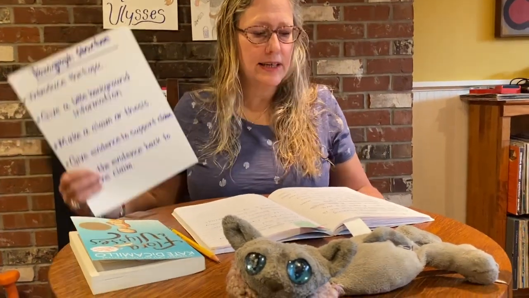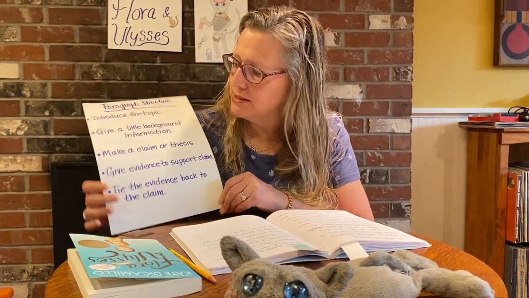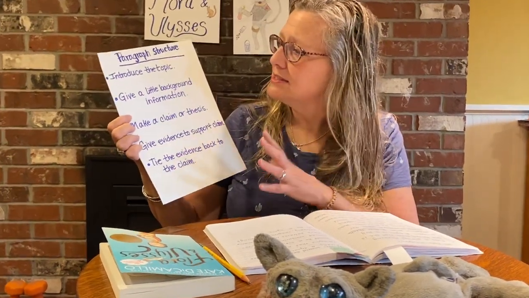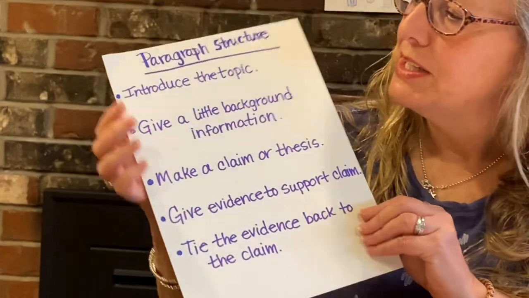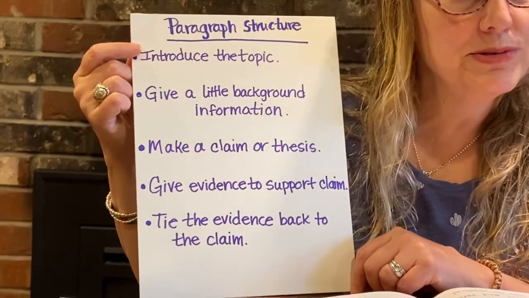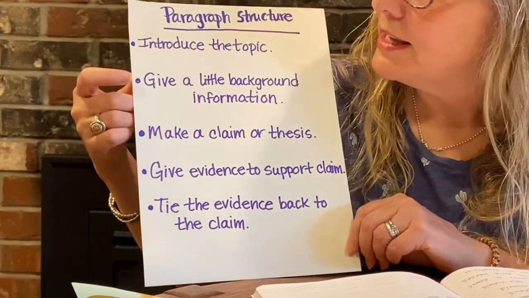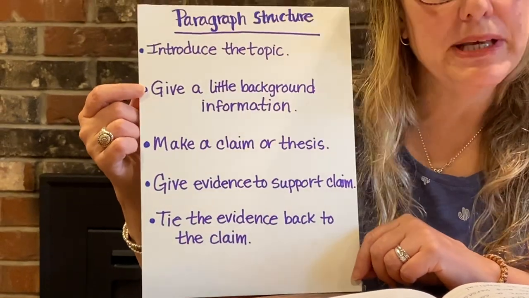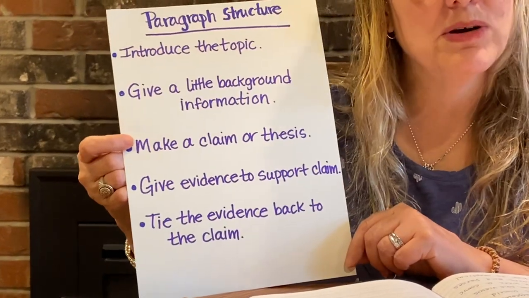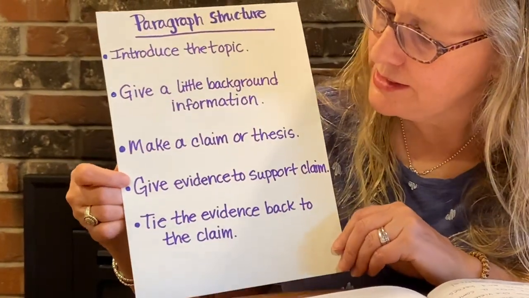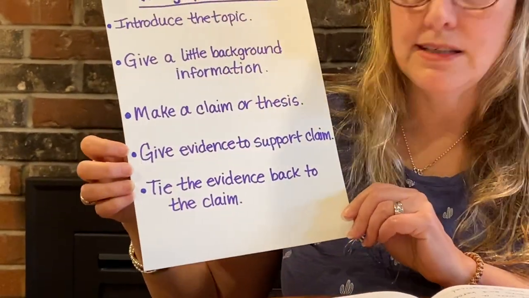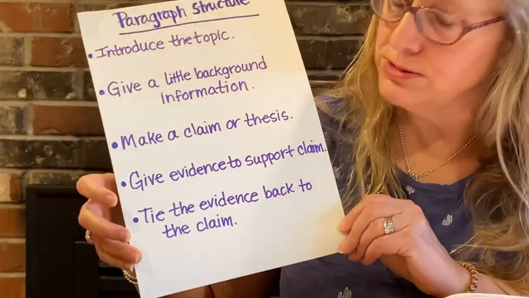And before we get started today, I want to talk about a good basic structure for a paragraph, because we're going to write a paragraph today. In the beginning of your paragraph, you want to introduce your topic so that your reader knows what you're going to be writing about. And after that, you want to give a little bit of background information. Next, you're going to make a claim or a thesis. And then you'll be giving evidence to support your claim. Finally, you're going to tie your evidence back to your claim.